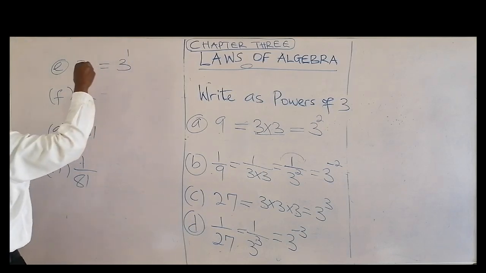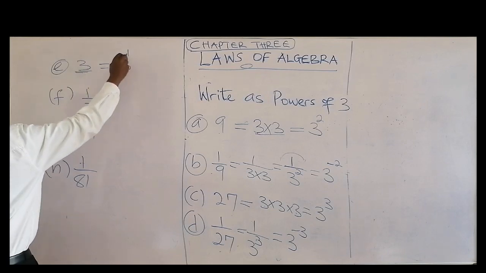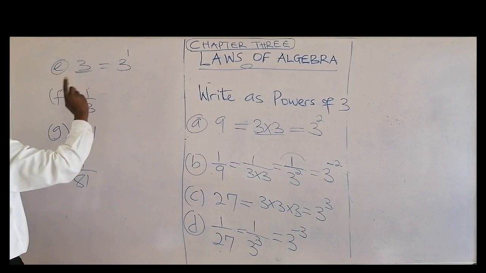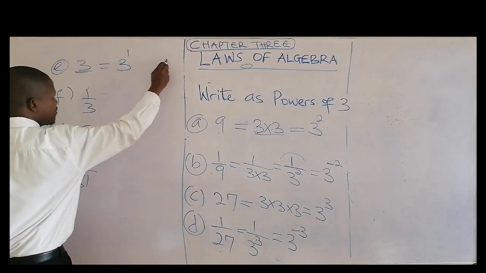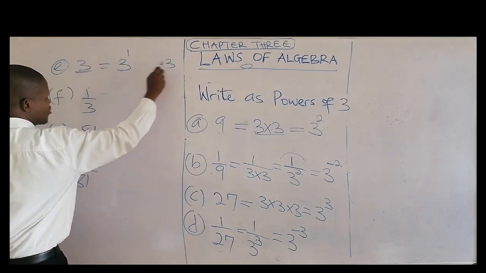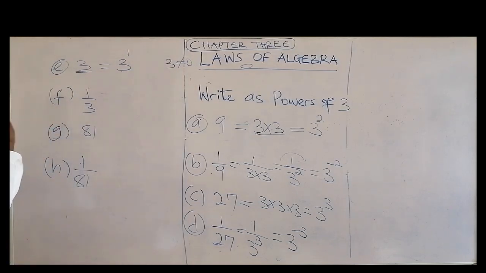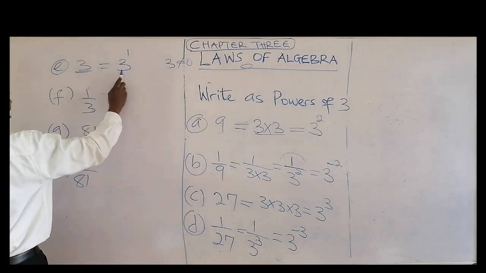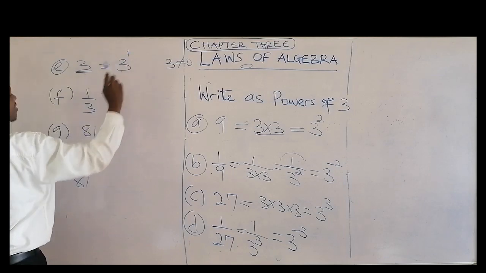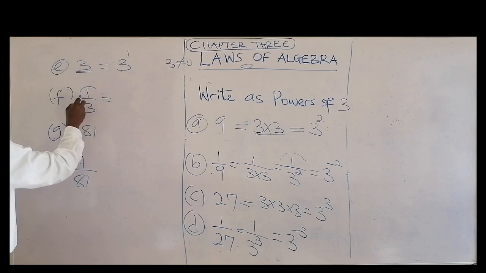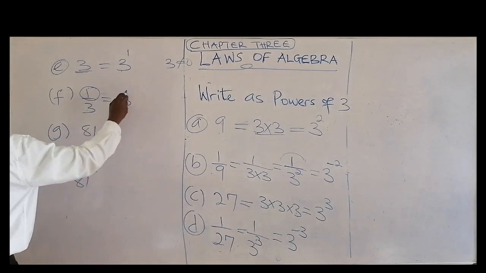of 1. Because anything to the power of 1, okay, is what? Is that number, if the base is not equal to 0. Anything to power 1 is that number. Okay? Then here, this is what? Remove this 1 over, and that will be 3 to the power minus 1.